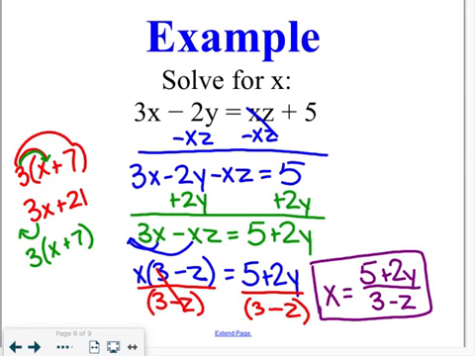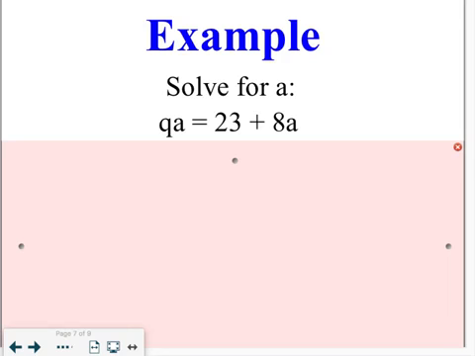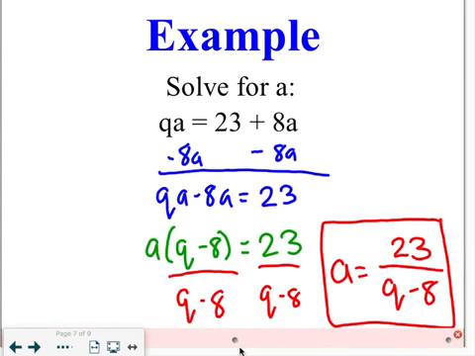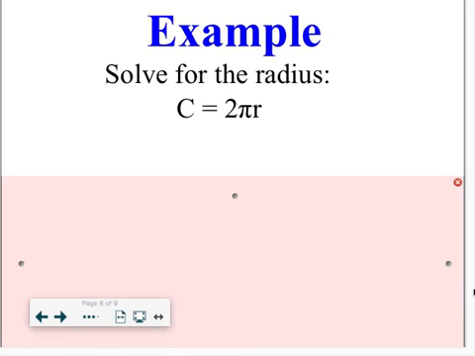Go ahead and try this next one on your own, solving for a. Make sure you get a on the same side first, and then solve from there. So I started by subtracting 8a from both sides. You're going to need to rearrange, and you get a final answer of a is equal to 23 over q minus 8.